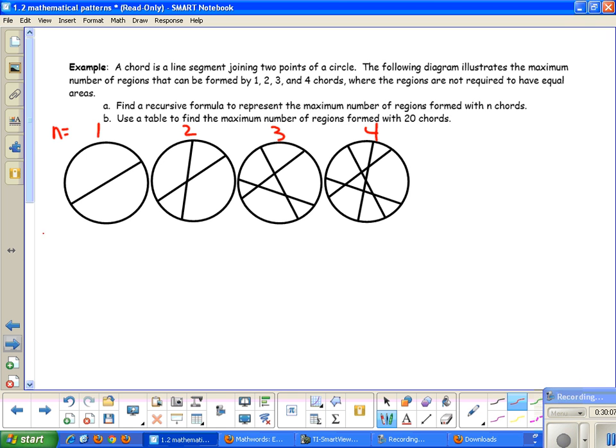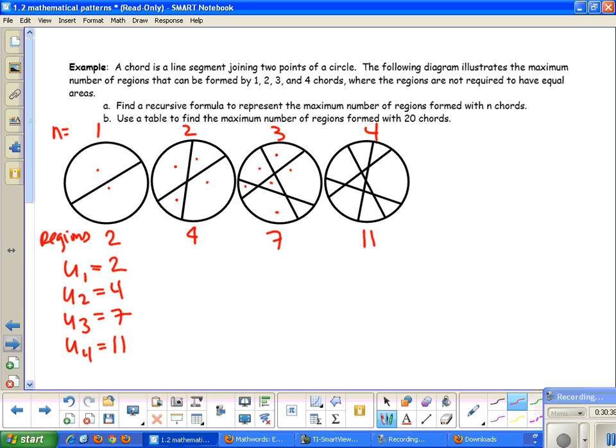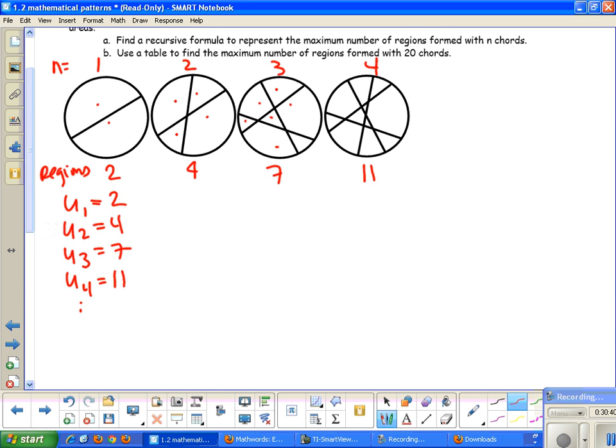So the number of regions formed would be down here. Here I have 2 regions. When I have 2 chords, I have 1, 2, 3, 4 regions. If I have 3, 1, 2, 3, 4, 5, 6, 7. If I have 4, I think this ends up being 11. So u sub 1, because that's our n value, so when I have 1 chord, I have 2 regions. u sub 2 is equal to 4, u sub 3 is equal to 7, u sub 4 is equal to 11. And of course, I could keep on going, so I need to find the formula for the nth term.